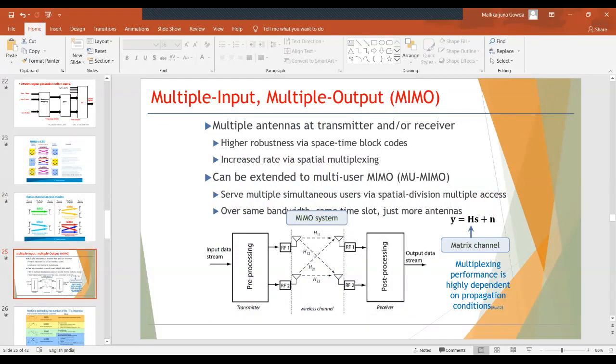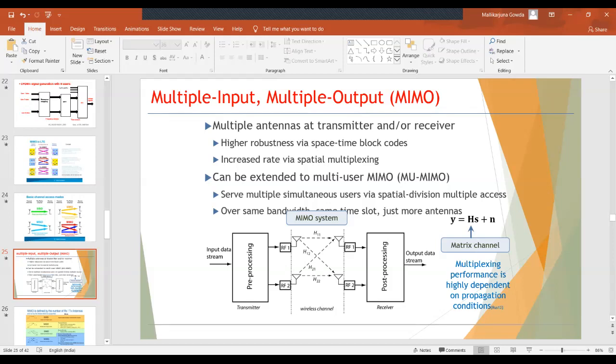And it increases the rate via spatial multiplexing. This is what spatial multiplexing is. And it can be extended for single-user MIMO, multi-user MIMO, and cooperative multi-user MIMO. So it serves multiple simultaneous users via spatial division multiple access, over the same bandwidth and the same time slot, using more antennas.